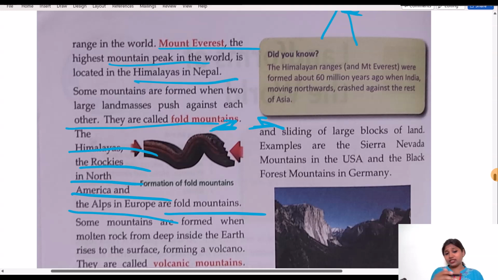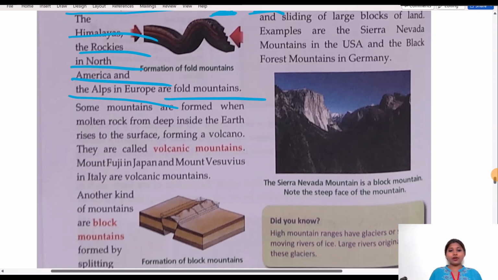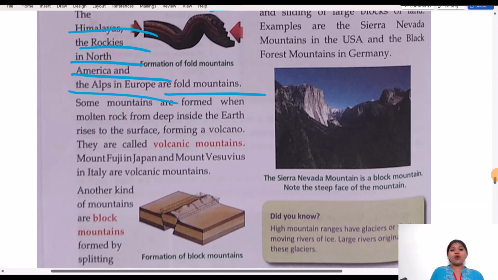So where can we find these fold mountains? One place is the Himalayas, where you can see fold mountains. The Rockies in North America are made of rock. The Alps in Europe are also fold mountains. Here you can see examples of this mountain.